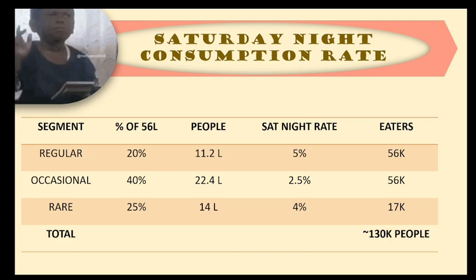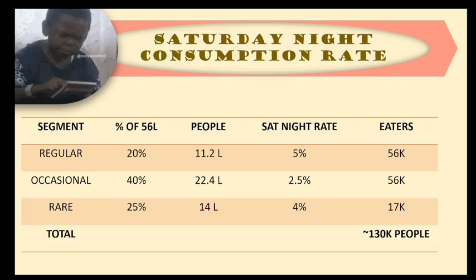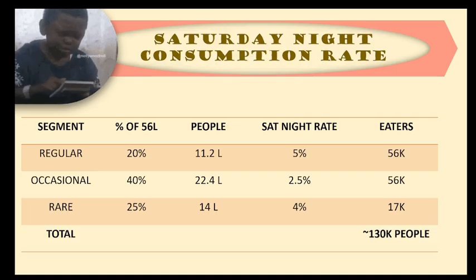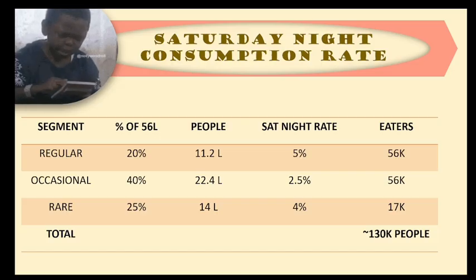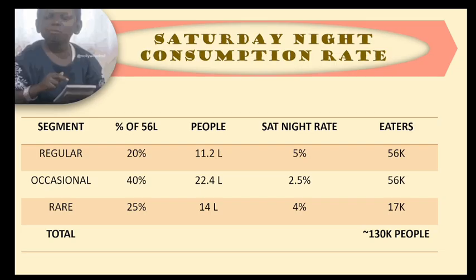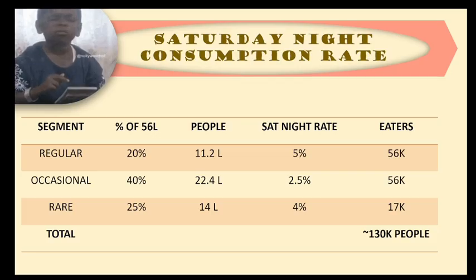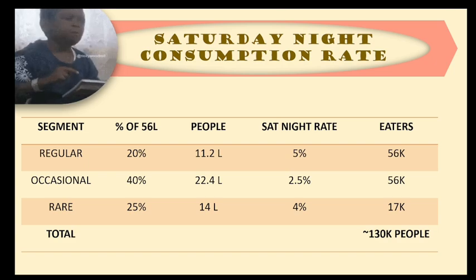Now applying the same logic for occasional and rare eaters. Occasional consumers consume once every 2 weeks and are 40% of total. So 40% of 56 lakh is 22.4 lakh. Again, I'm assuming 40% of them consume on weekends, 20% on a Saturday, but they consume once every second Saturday. So on one typical Saturday, we will have to divide again by 2. So 20% divided by 2 is 10%.